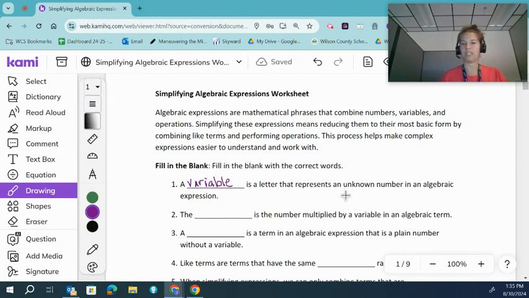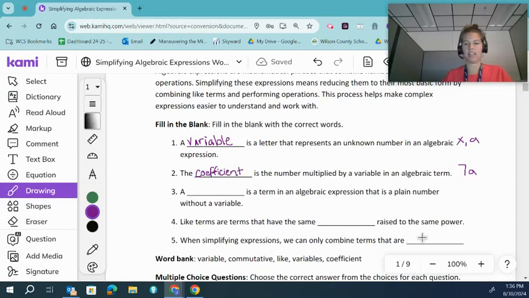Often you see the letter X. You can also see Y, A, Z, R, whichever letter that you would like to represent a number that you don't know. Another term that is going to be very important is the coefficient. This is the number multiplied by a variable in the term. So you would see 7a, 7 is your coefficient, a is your variable.